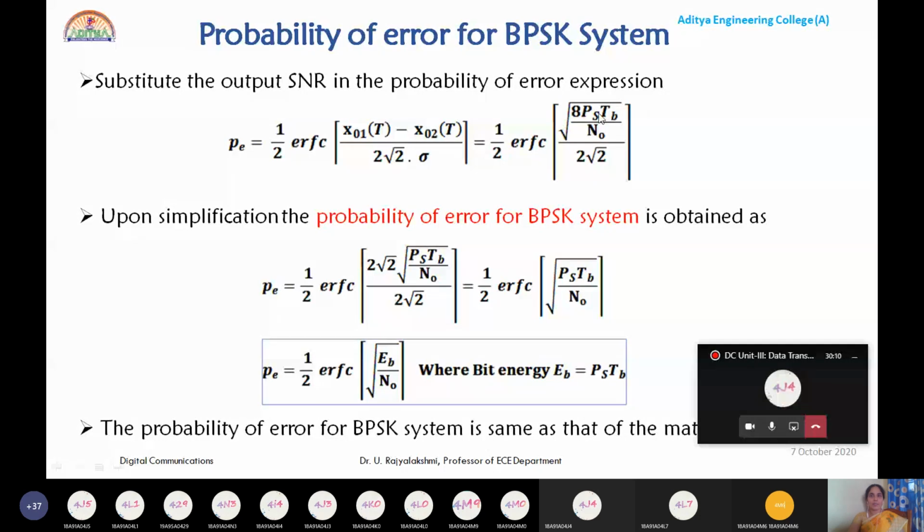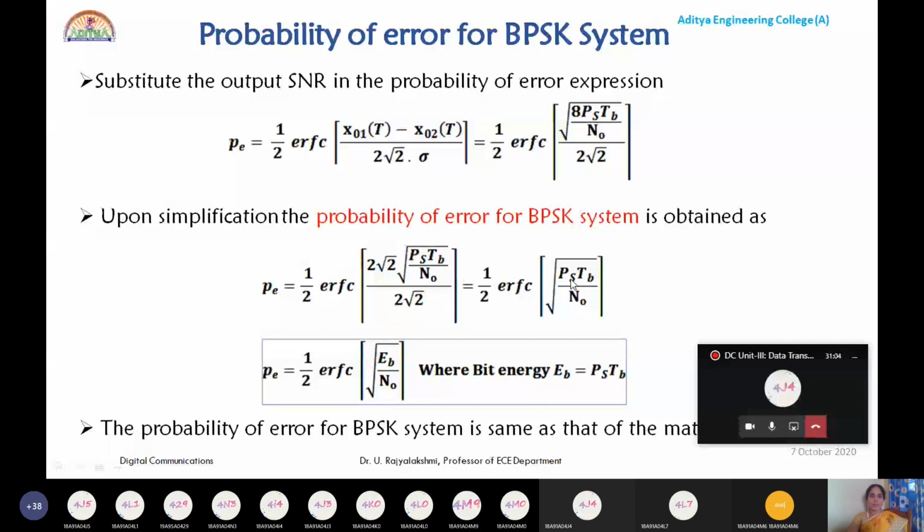A root 8 PS into TB divided by N0, whole divided by, what is the leftover constant value here? 2 root 2. Upon simplification, root 8 is nothing but 2 root 2. So 2 root 2 in the numerator and 2 root 2 in the denominator get cancelled. So you will get half ERFC of root of PS into TB divided by N0.